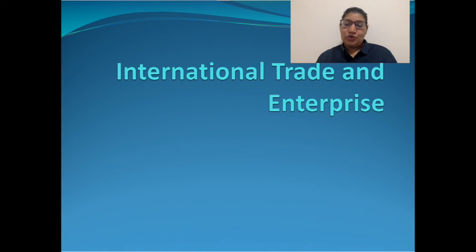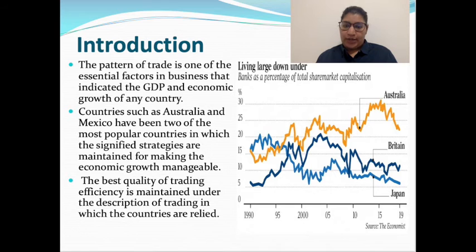Today, for our subject International Trade and Enterprise, our topic is the pattern of trade. The pattern of trade is one of the essential factors in business that indicate the GDP and economic growth of any country. As you can see below, the percentage of total share market capitalization is described in a graph for various countries. This is for almost the last 30 years. This data is taken into consideration for assessing the trade and its effects in the international market by the countries.